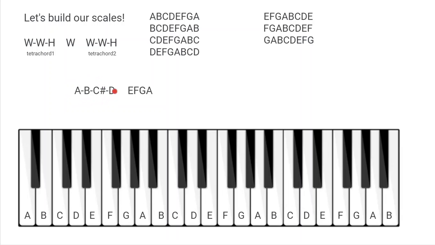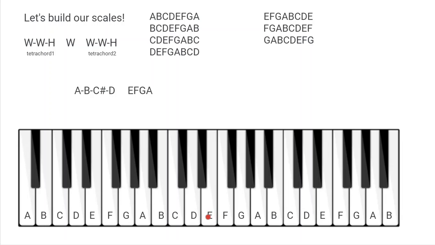So I have here my A tetrachord. A, B, C sharp. From C sharp, I go up a half step to D. Whole step, half step. That builds my A tetrachord. After my A tetrachord, which is my first tetrachord, I go up a whole step from my last pitch. D, I go up a whole step. Right here, I start my second tetrachord.